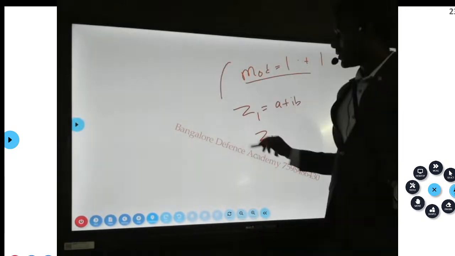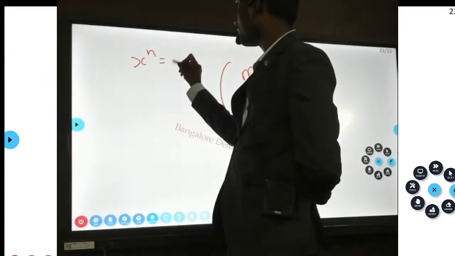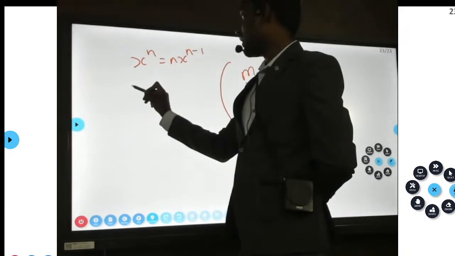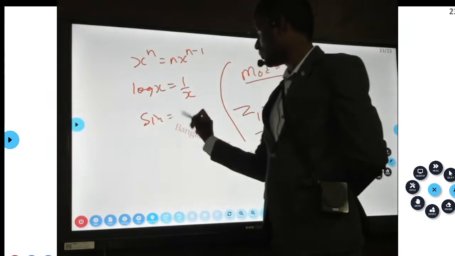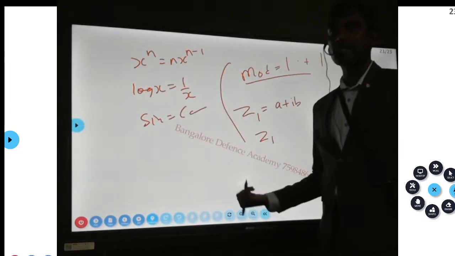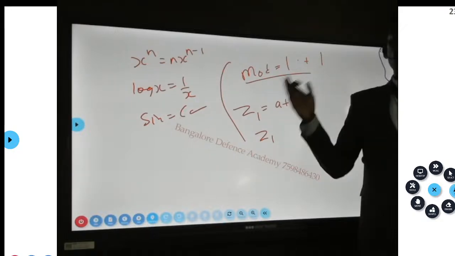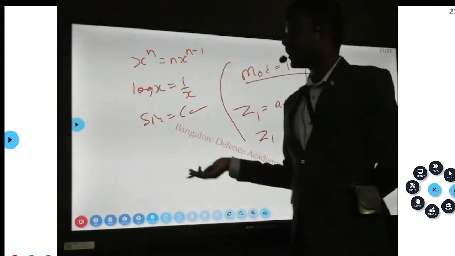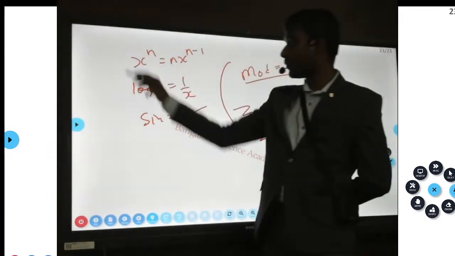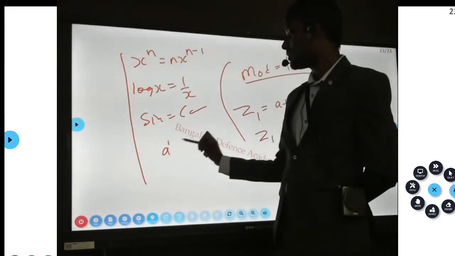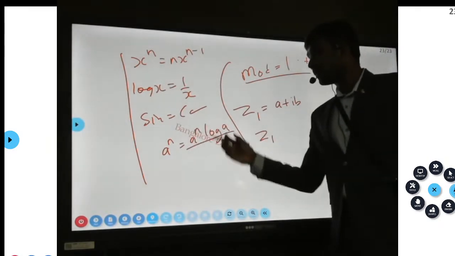Okay, then what you have? Differentiation. Do you have the chapters? Right. Okay, so the formula for x to the power of n. Then you have log x is equal to what? 1 by x. Sin x is equal to cos x. Cos x is equal to minus sin x. Tan x is equal to secant square x. Secant x is equal to secant x into tan x. Then cot x is equal to minus cosecant square x. So these are all formulas. A to the power of x is equal to a to the power of x into log a. This is the differentiation formula.